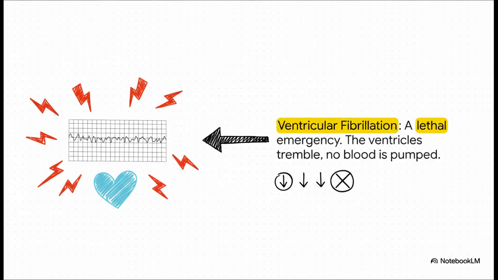This is one of the most serious plot twists there is, ventricular fibrillation. Look at that ECG. It's just complete chaos. This isn't a beat anymore. The ventricles are just trembling, or fibrillating. And if there's no coordinated squeeze, no blood is being pumped. This is a life-threatening emergency, and it's exactly why understanding an ECG is so critical.